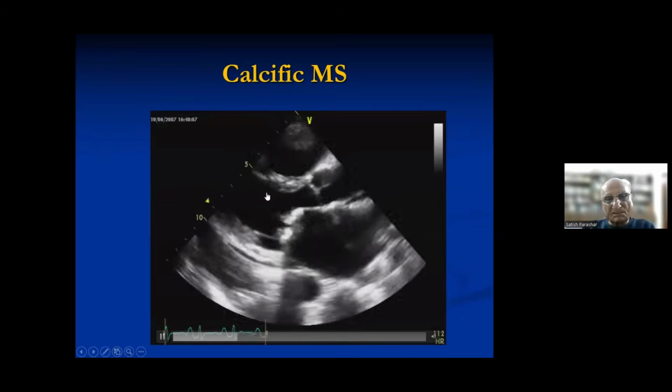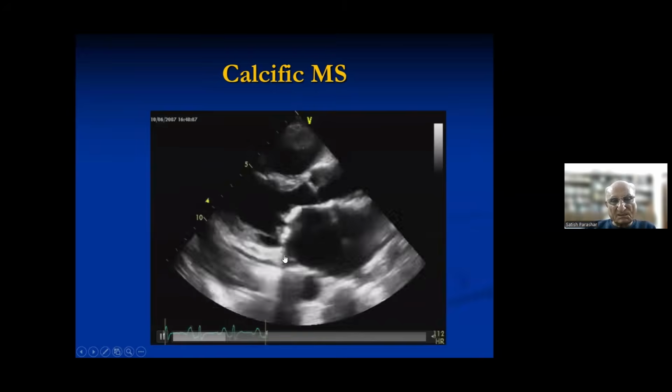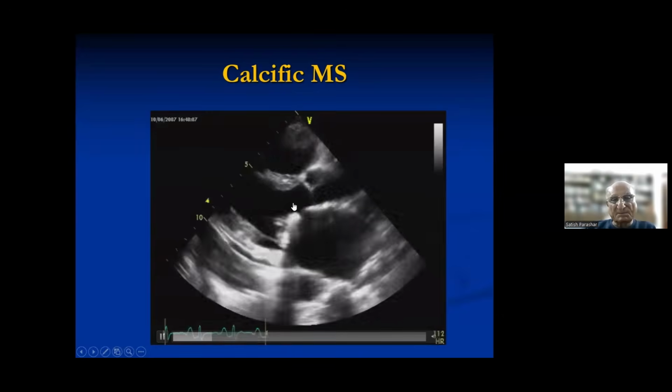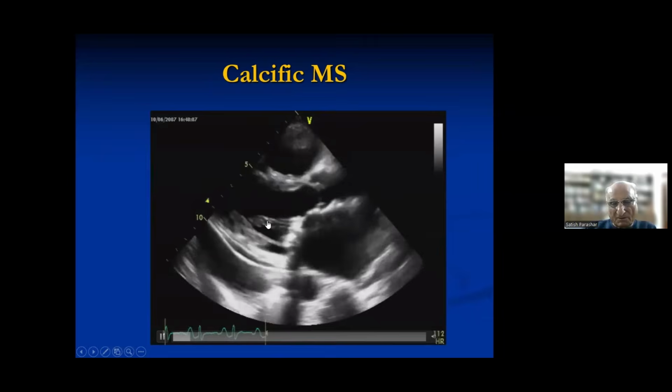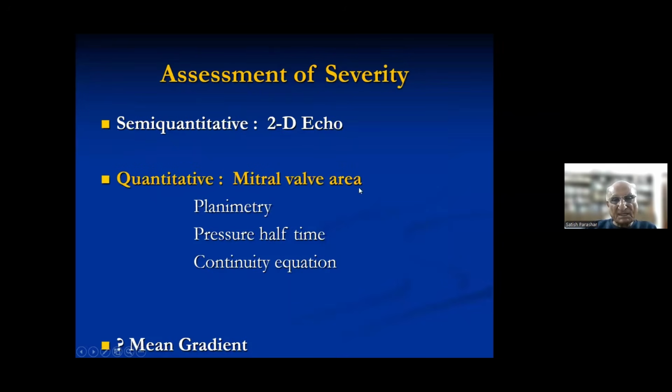So these 2D echoes tell us what we have. If in a patient you are not getting signs of a severe stenosis, that means something is wrong in your measurement. So this is the 2D echo that I have discussed just now. But you have to go for the quantitative measurement, like the mitral valve area. Now, the most important one is planimetry. If you are asked what is the one important diagnostic sign of severity of mitral valve stenosis, say planimetry.